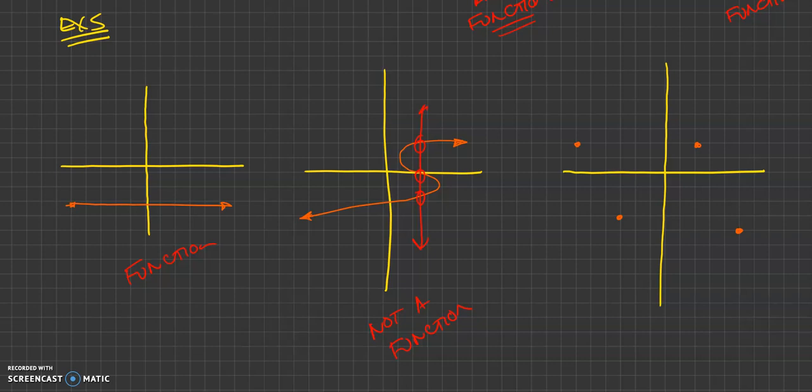And in this case, I have a point here, here, here, and here, just 4 points. None of those share the same x coordinate, okay? And so we're going to call that a function. Hopefully this is a good introduction into functions, and we'll move on to the next video.